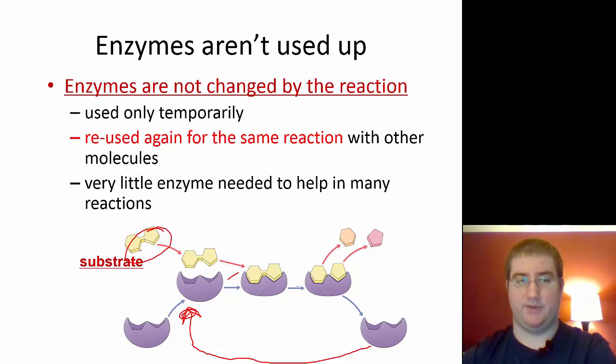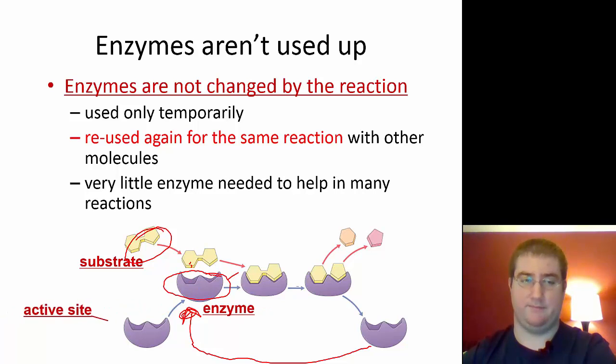Once again, vocab: you have the substrate, which is the substance that the enzyme acts upon. You have the enzyme, which in this case is this guy down here. A new part of the enzyme, which we didn't talk about, is the active site. The active site is the area on the enzyme that the substrate fits into. So you can see right here is the active site.